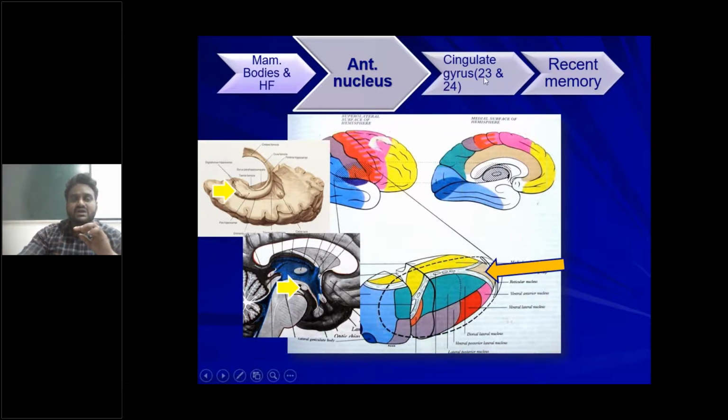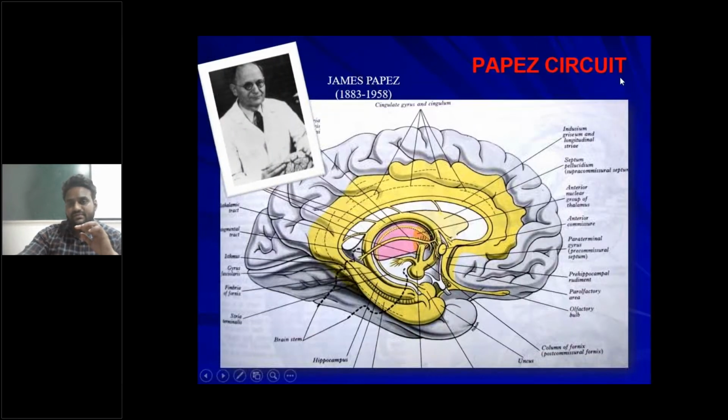All these are interconnected to form one circuit. What is that circuit called? Papez circuit. Very good. The Papez circuit is part of the limbic system. Short notes question.